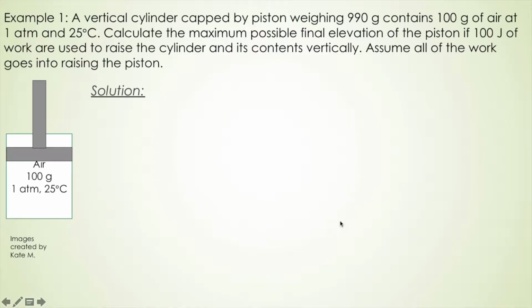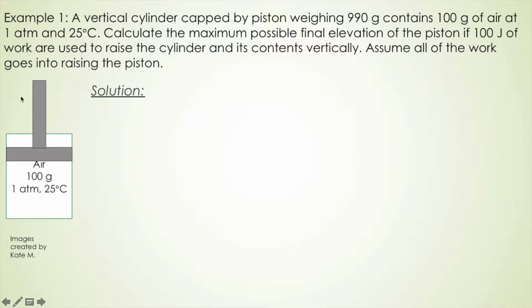Given a vertical cylinder capped by a piston weighing 990 grams contains 100 grams of air at 1 atm and 25 degrees Celsius, calculate the maximum possible final elevation of the piston if 100 joules of work are used to raise the cylinder and its contents vertically. Okay, assume all the work goes into raising the piston.